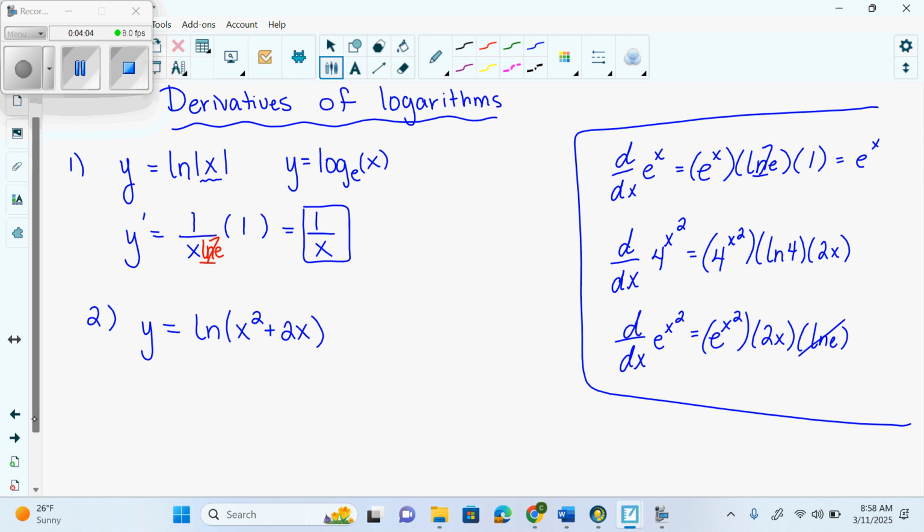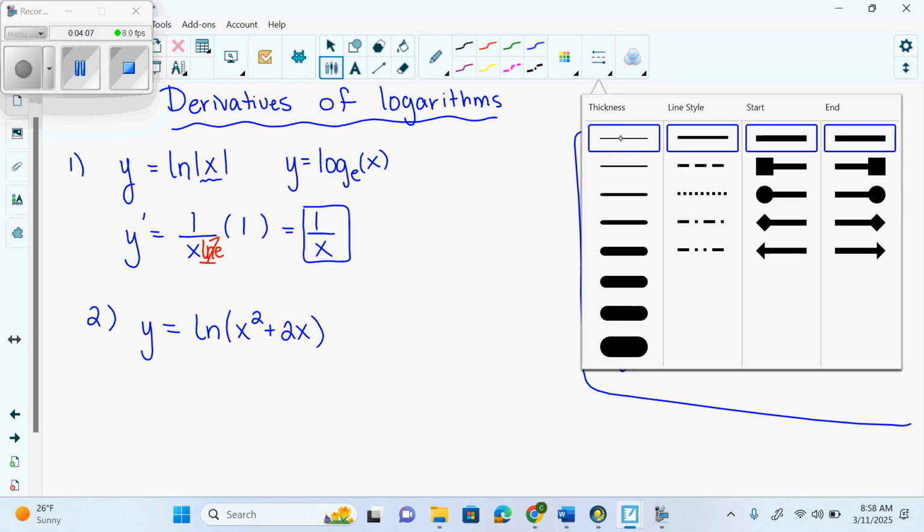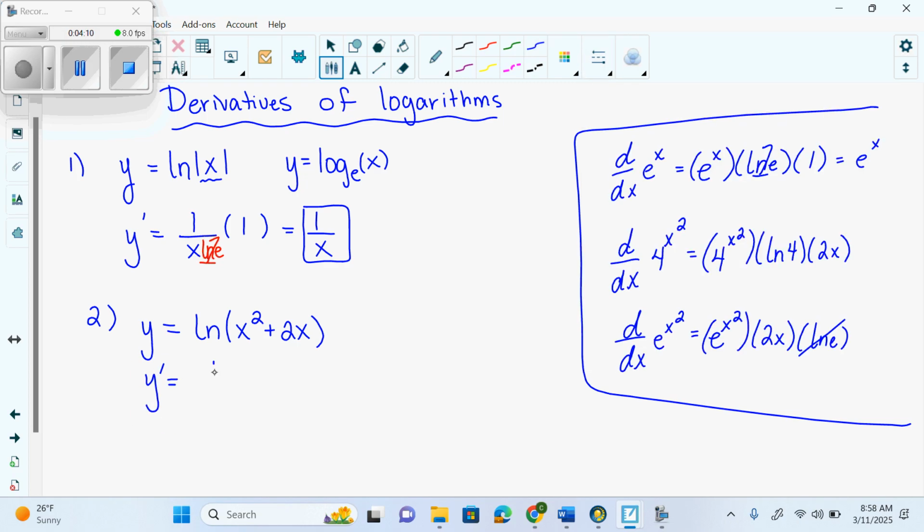So same thing would happen here. We'd get y prime equals 1 over x squared plus 2x, technically, times ln of e. And then we'd multiply by 2x plus 2 over 1. We agree? And so we get y prime equals, take the 2 out if you so choose, x plus 2, we're going to take it out anyways because we can get critical numbers. And then on the bottom, we would get x squared plus 2x.